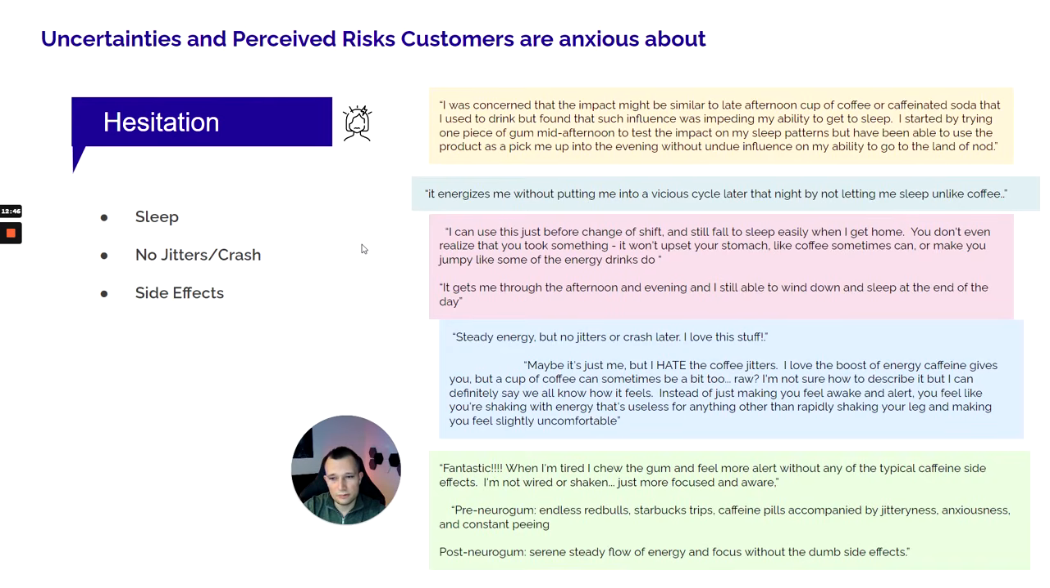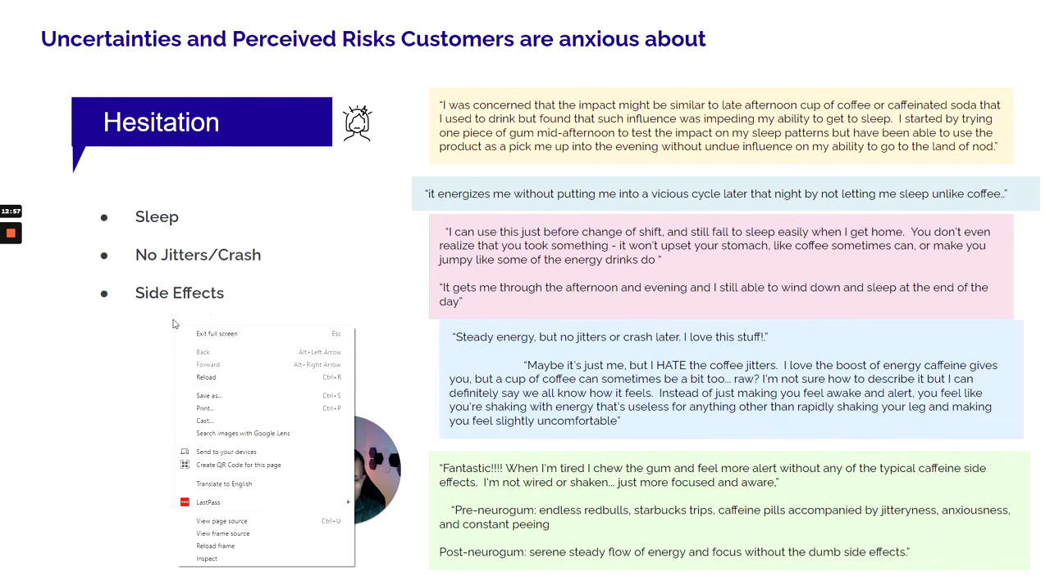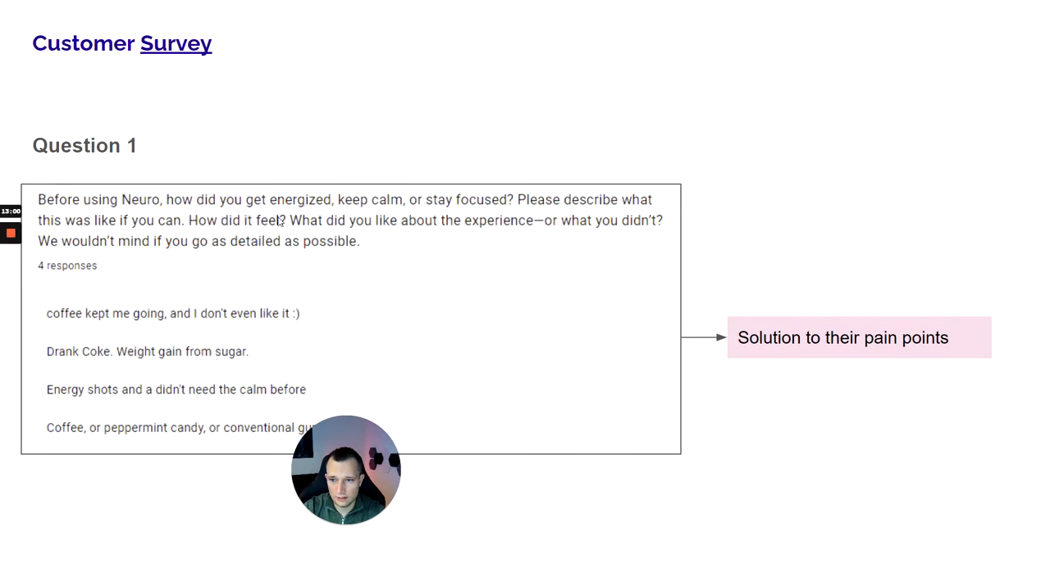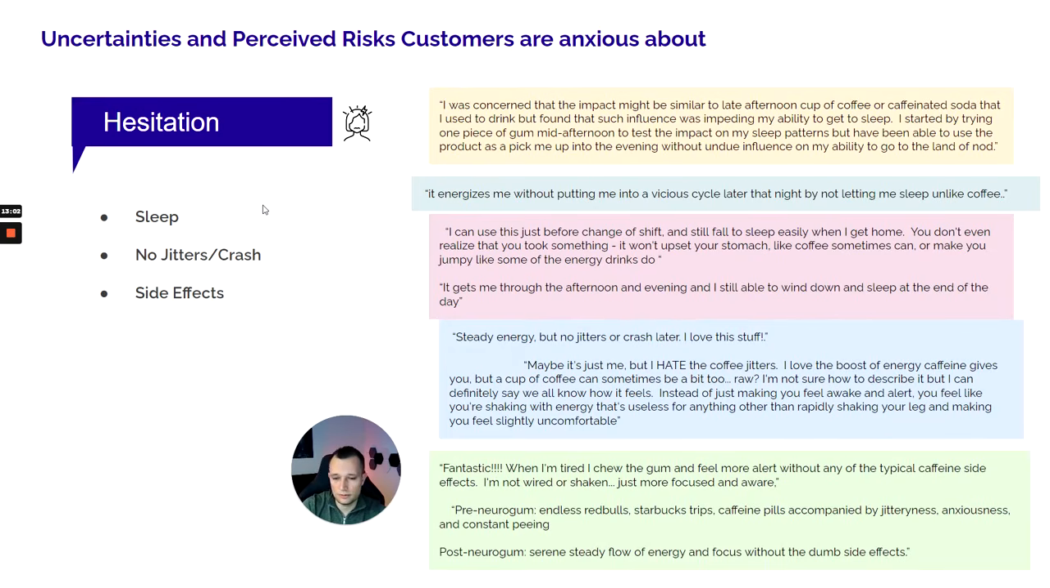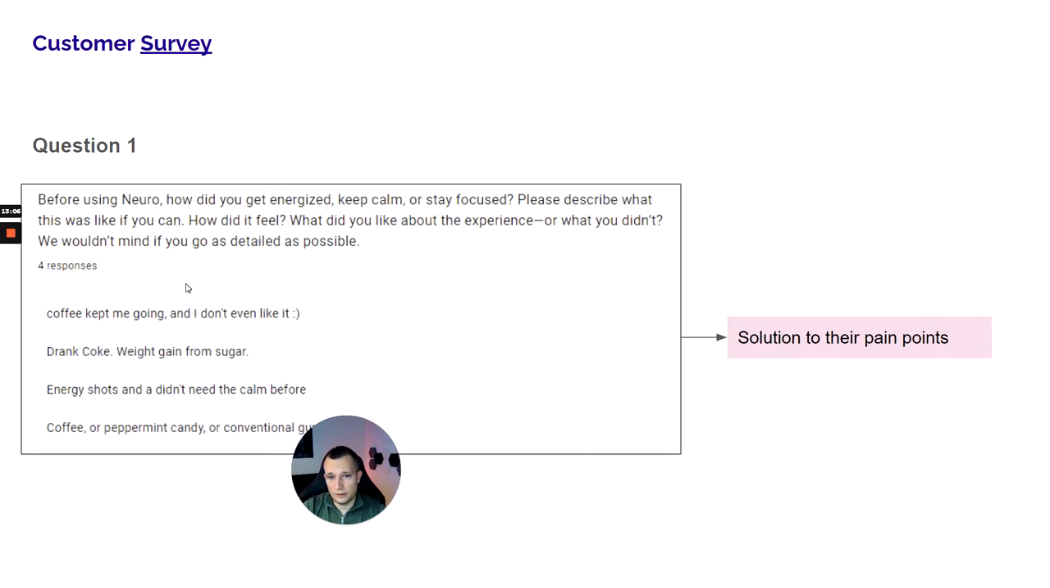Hesitation, this is such a big one, and this is what they reveal to you in the survey, in the reviews. So, why would I not eat an energy gum, which is the product of this client here? Well, maybe I'll get jitters or crash. Maybe I'll get other side effects. Maybe I'll not be able to sleep. So that's really important. And so we looked at that, and this is going to be reflected in their copy going forward. So here you can actually see the customer survey, and I know this only says 4 responses, but we have conducted hundreds, so there's actually a lot more than this.